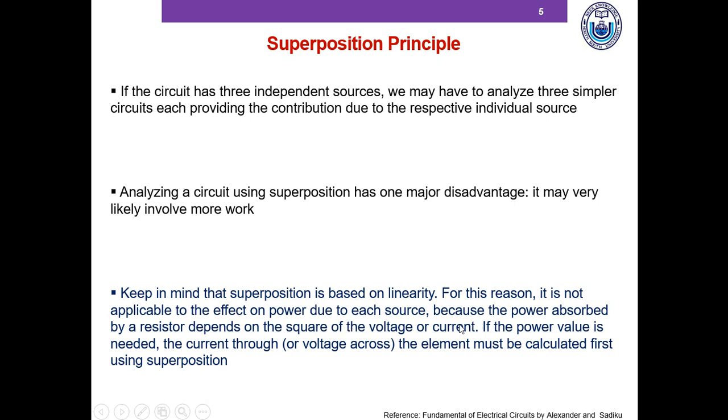What we instead need to do for power is compute the current or voltage across the 4 ohm resistor, and then use the formula for power, P equals V squared by R, or P equals I squared R. So the bottom line is that since superposition is based on linearity, we can only use it to compute the voltage and current of a circuit element and not power, because power is non-linearly related to voltage and current.